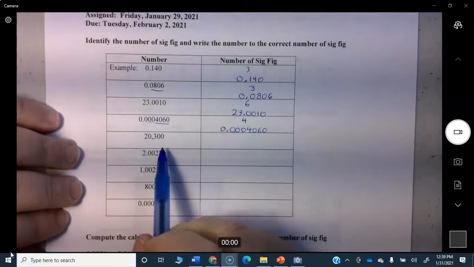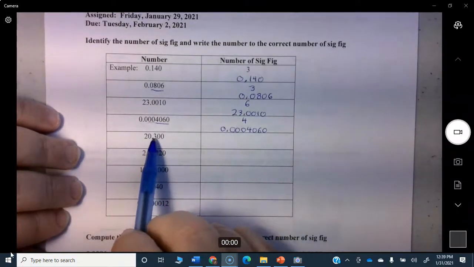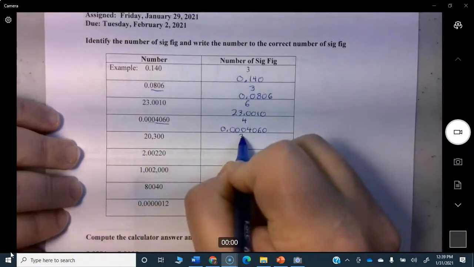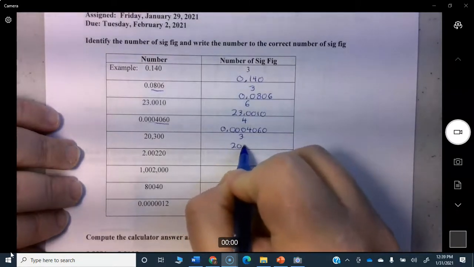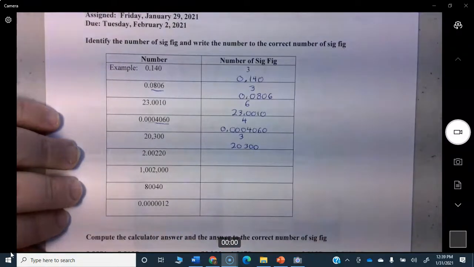All right, 20,300. So this is significant. The 0 in between the 2 and the 3 is, and the 3 is. There's no decimal point, so these 2 are not significant. So that's 3 significant figures, and that's going to be 20,300. You can write it with or without the comma. So that's the correct number.